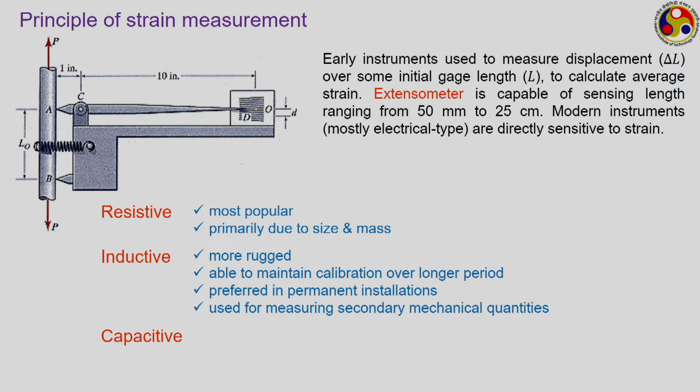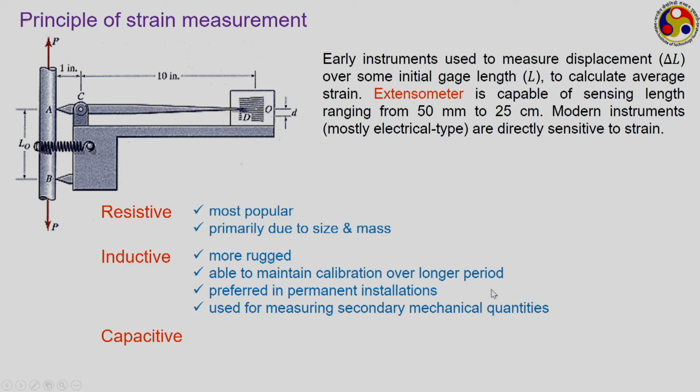However, inductive and capacitive ones are generally more rugged, and they are able to maintain their calibrated value over a significantly long time period. So, there is no need to have repetitive calibration. Resistive ones generally, once they are attached to a particular instrument, we can't detach it and use it anymore. So, they are something like a permanent fixation to the specimen.